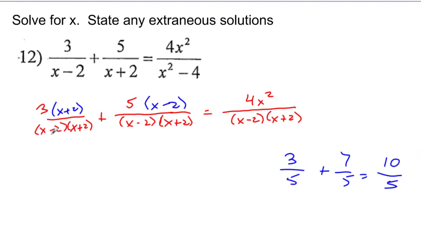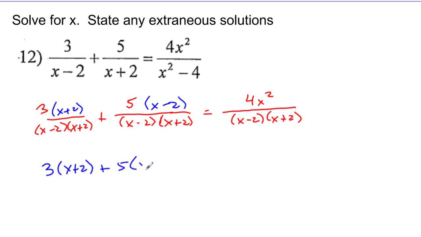So I can do that in my problem as well now. I can say x minus 2 and x plus 2 is in all of my denominators, so it's really irrelevant to my equation at the moment. It doesn't matter what they are, it just matters that they match each other, right? So we can redo this problem, and I'm going to say let's just rewrite the numerators. 3 times x plus 2 plus 5 times x minus 2 should be equal to 4x squared, in the same way that in that other problem I just said that 3 plus 7 is equal to 10. That's really the important part of this problem, and in this case, our numerator is the important part of the problem, because the denominators now match each other. So this is pretty straightforward to solve.